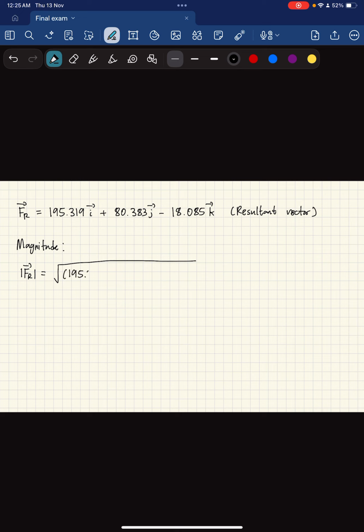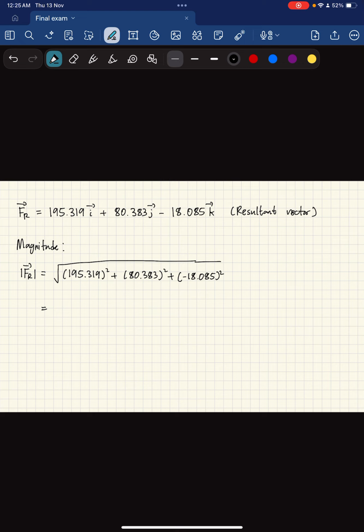So 195.319 squared plus 80.383 squared plus negative 18.085 squared. Once that's done, if you simplify the problem, it is 195.319 squared plus 80.383 squared and negative 18.085 squared.